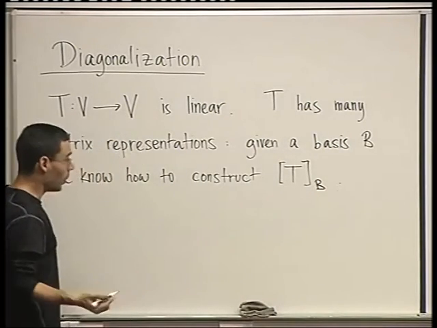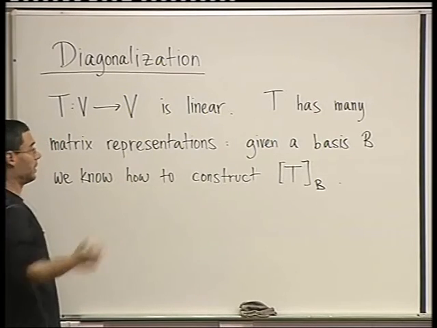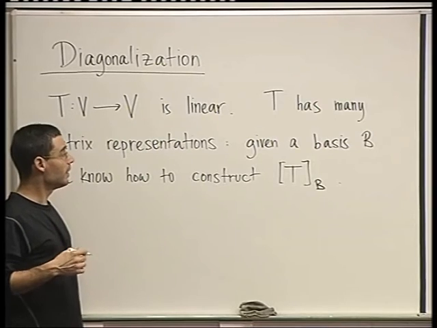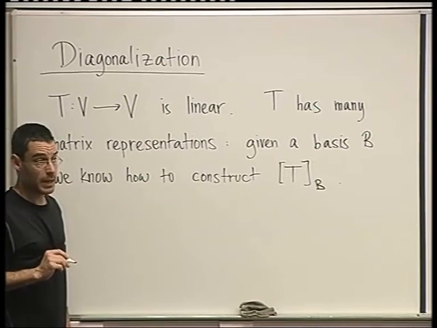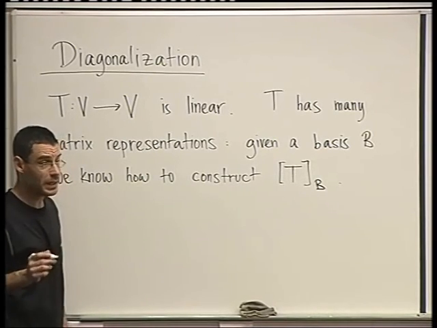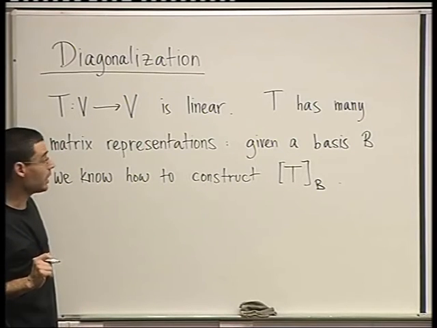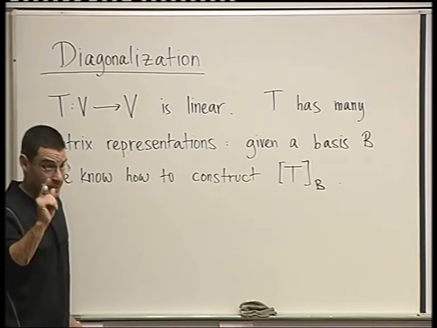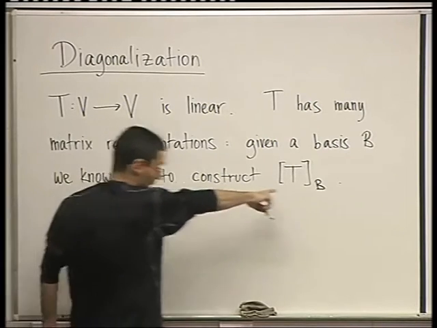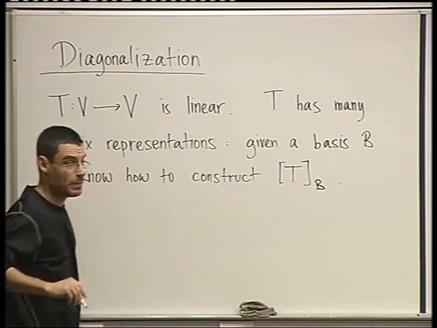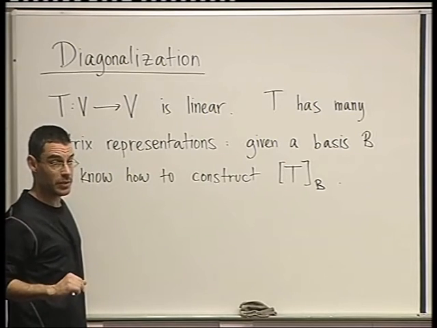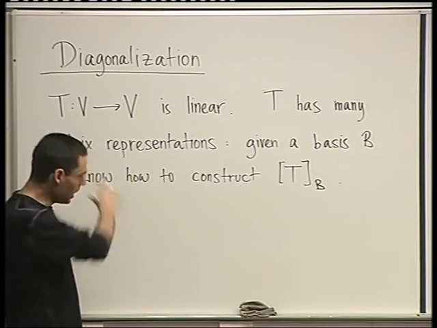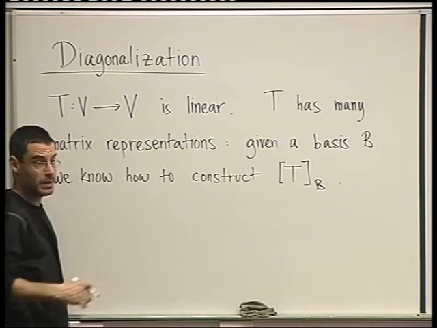So our goal is, among all these possible matrix representations, find one that is the nicest. And what nicest means is yet to be defined. Okay? But clearly, if we can find a matrix representation that is just a diagonal matrix, that's probably as nice as you can get. Do you agree? All zeros except diagonal elements.